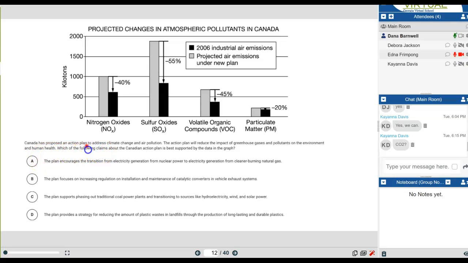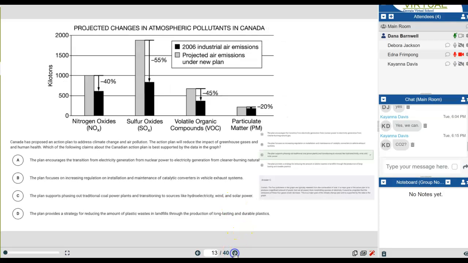So now you're talking about claims, right? In our science practices, we need to be able to identify claims, either from an author or from the data. What is it that can be claimed from the data? So which of the following claims about the Canadian Action Plan is best supported by the data in the graph? And when we look at this, I made this way too small. We're looking at part C.